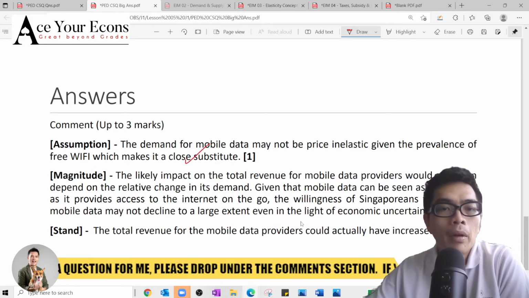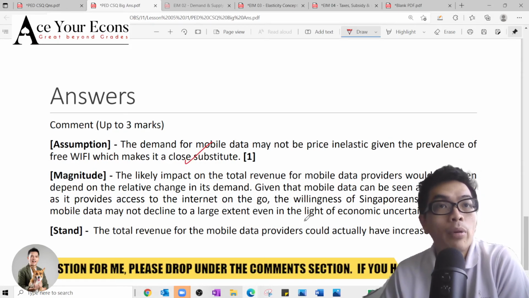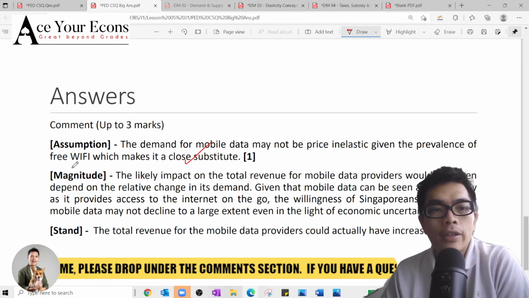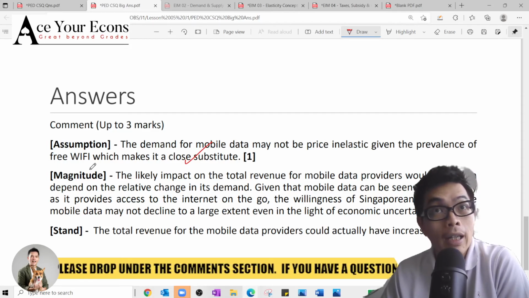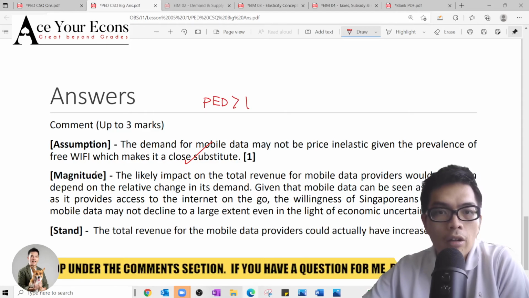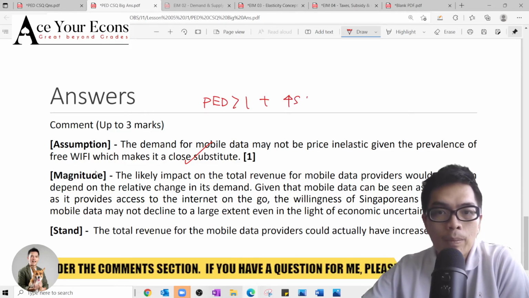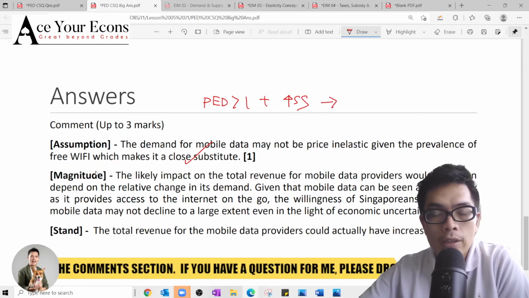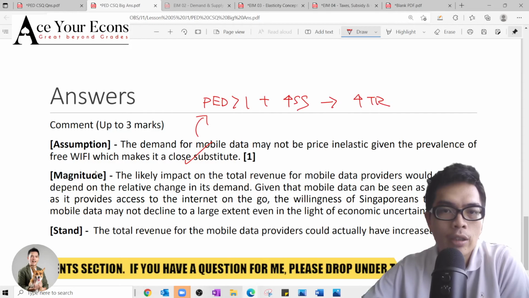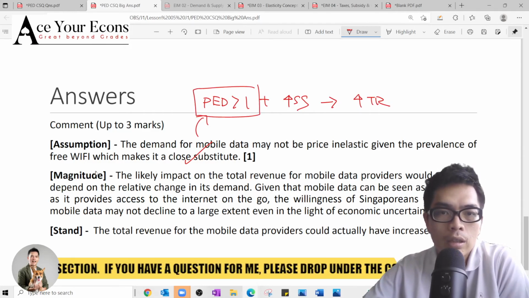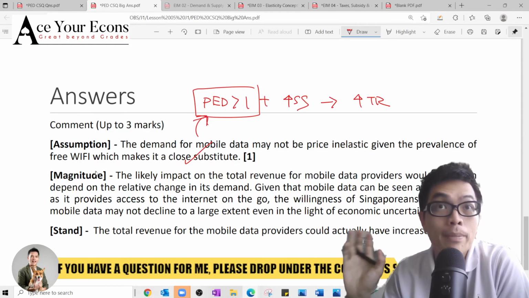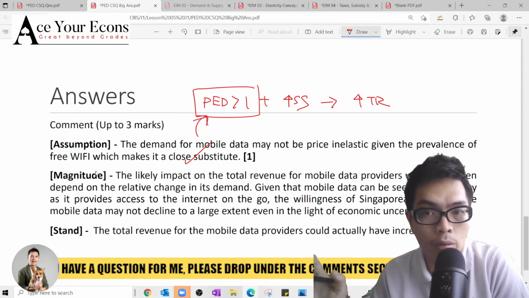Number 1, mobile data may not be price inelastic. Given that there is a substitute, which is Wi-Fi, when PED is elastic, combined with increase in supply, this will result in higher total revenue. So this is the assumption that is criticized. Instead of lesser than 1, we critique that PED may not be lesser than 1. It could be greater than 1.